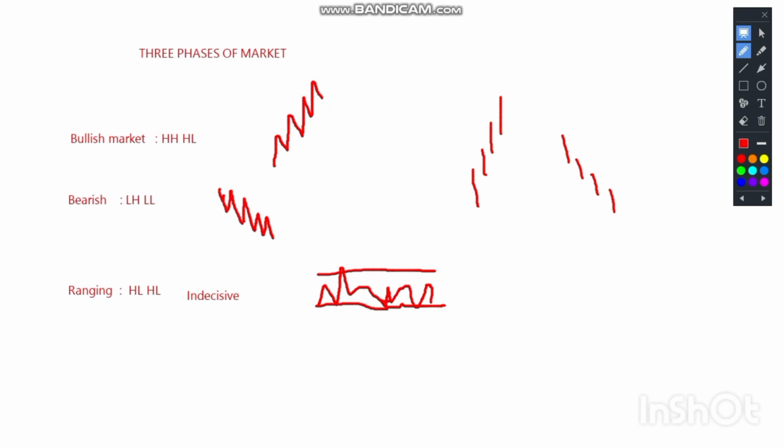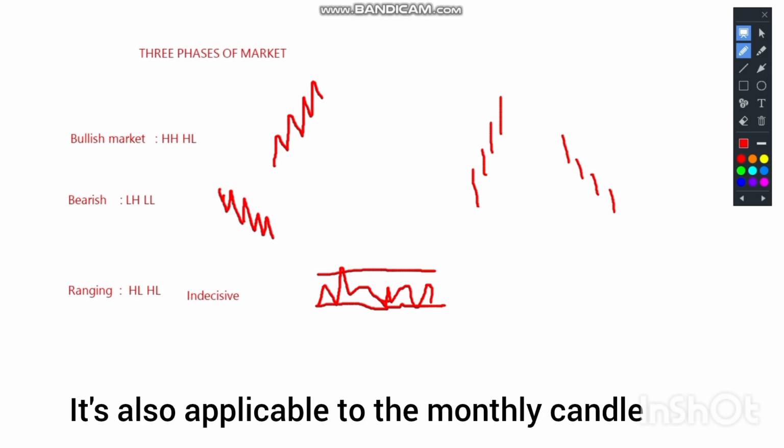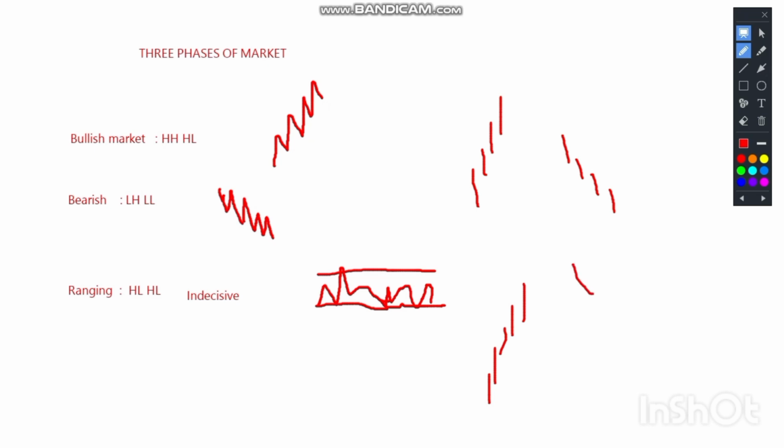Now you can also apply this to a daily chart for intraday trades. So you can have a daily candle that is breaking out and then closing in breakout. So you can say this market is in a bullish trend. Then we can have a market that is breaking lower, closing in breakout. You can say the market is in a downtrend.